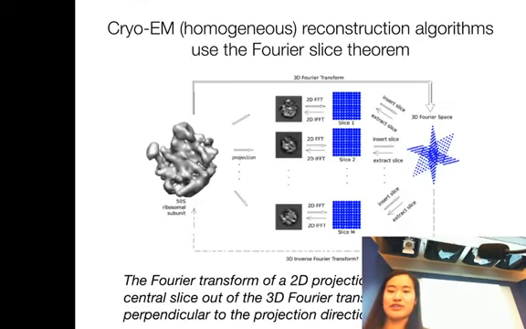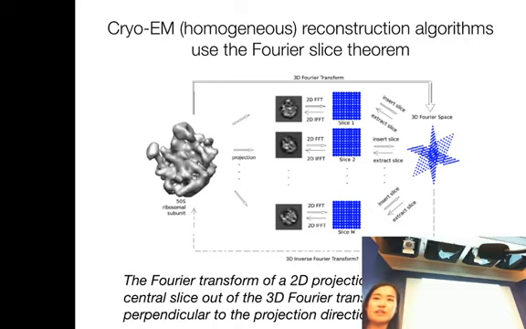But before I talk about heterogeneous reconstruction, just one more quick piece of background for the homogeneous case. So traditional cryo-EM algorithms all use what's called the Fourier slice theorem to relate these two-dimensional projection images to the three-dimensional volumes. And so the Fourier slice theorem states that the Fourier transform of these 2D projection images is a central slice out of the three-dimensional Fourier transform of the volume, perpendicular to the projection direction.